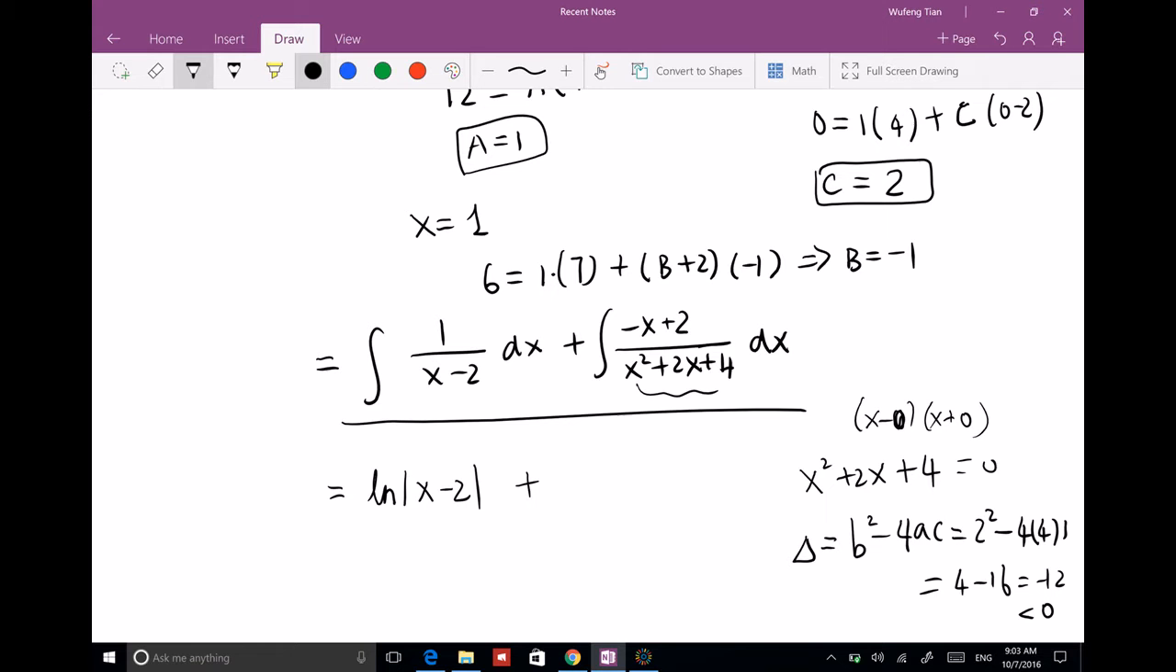Does it make sense, Taylor? Yep. Okay. So if you use the determinant to check it and it is negative, which means there's no real solution for this quadratic equation, so we cannot factor it.